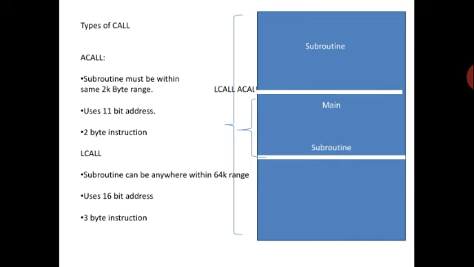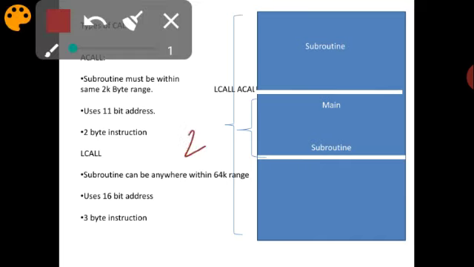Now we shall see the types of call. Based on the range of the call or subroutine, you classify it as ACALL and LCALL. ACALL means absolute call. It will be within the range of 2 kilobytes. Whatever you are saying here, this is of 2K. And this entire thing is of 64K.